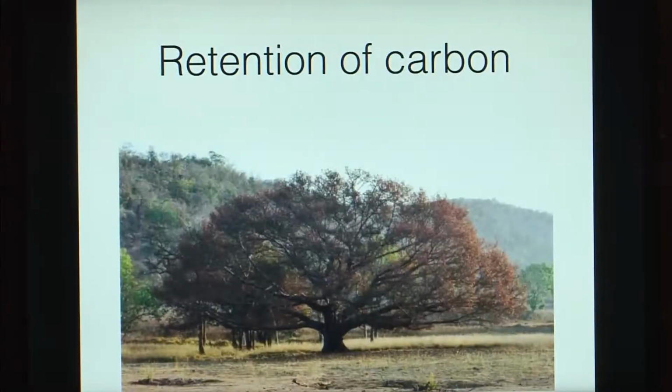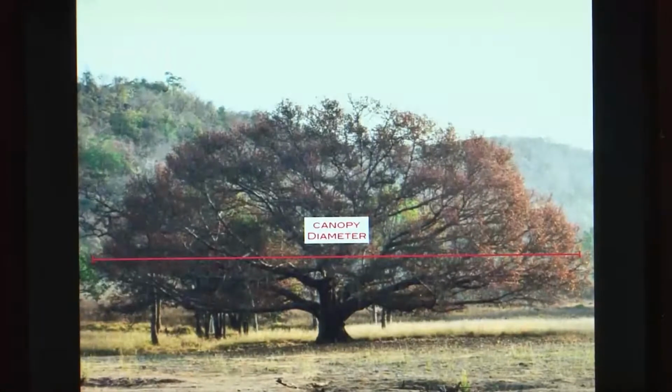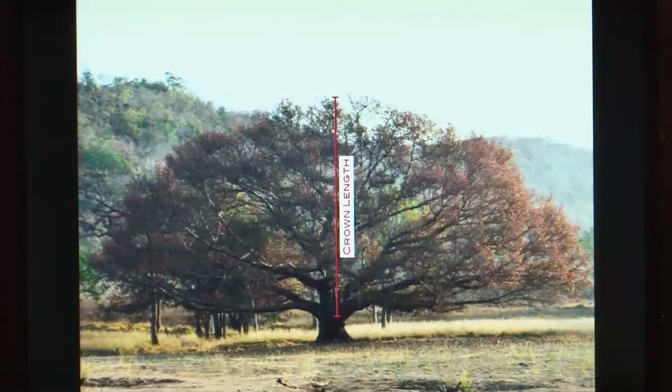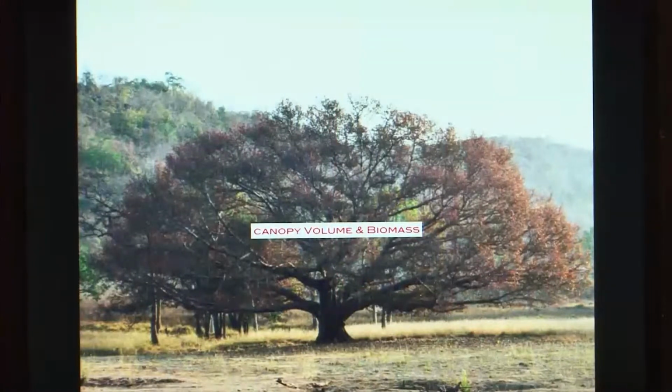Now canopies are also a good storehouse for the retention of carbon. For instance, in this tree that we have seen before, you have a lot of biomass that is retained in your canopies. So it is important to understand the structure of canopies. What are the attributes of a canopy? We could have canopy diameter, that is the diameter of the canopy if you are looking from the top. We also have a crown length. Using both of these, we can calculate the canopy volume and biomass, or the amount of carbon that has been sequestered in a canopy. So these are some attributes of the canopies.